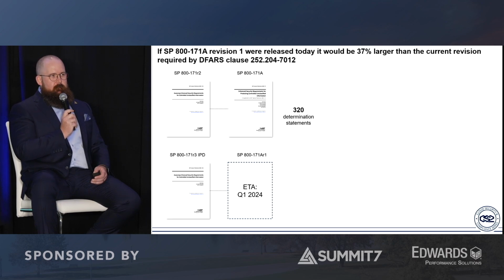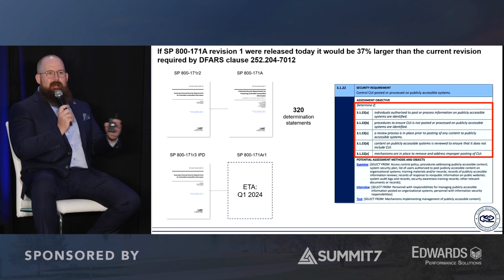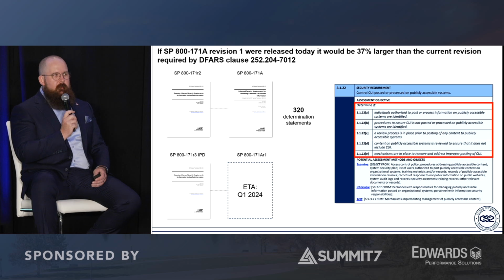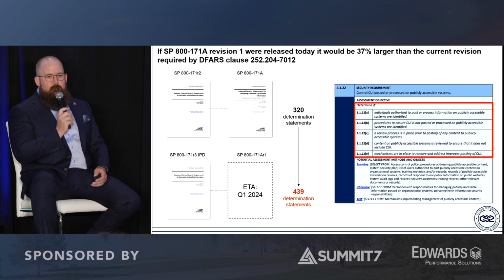So we're waiting on them to publish 800-171A, but we are able to tell what the size of that document would be based off of the new formatting of 171 Rev 3. Just so everybody is on the same page, a determination statement is what we are referring to here. These are the questions that are contained in 800-171A. It's goofy NIST parlance that they just can't call them questions. They have to call them determination statements. Right? It's these questions in 171A that we're talking about. You currently have 320 of these. You're about to have 439 of them if it were published today, depending on how the next draft goes, depending on how the final revision goes.